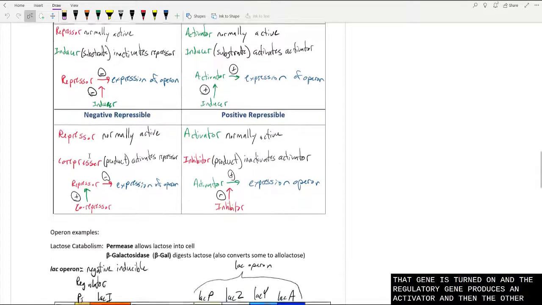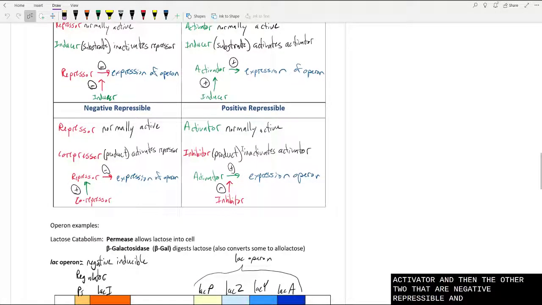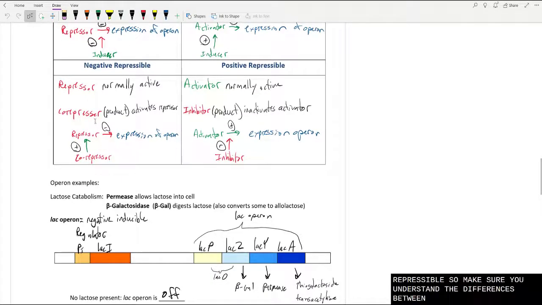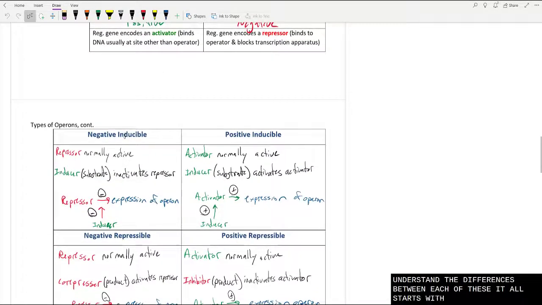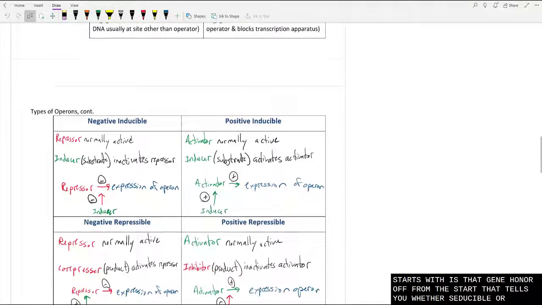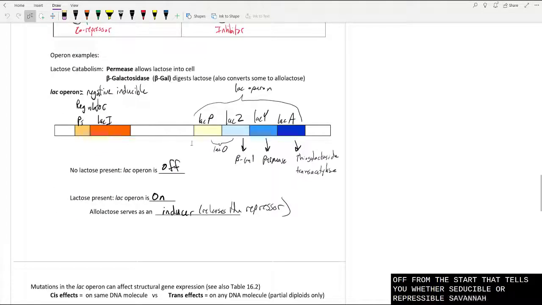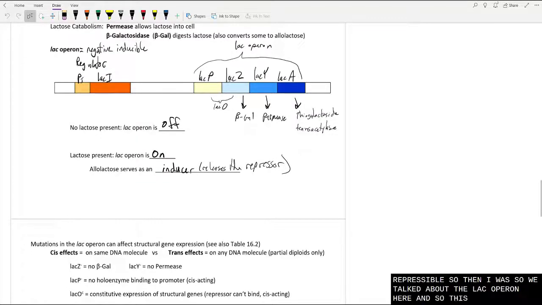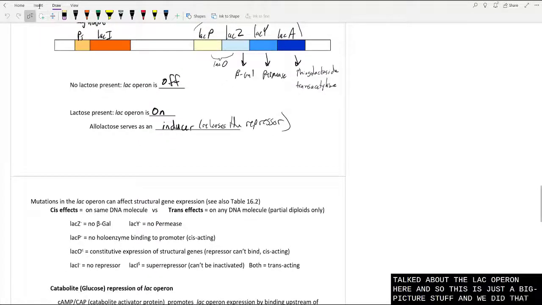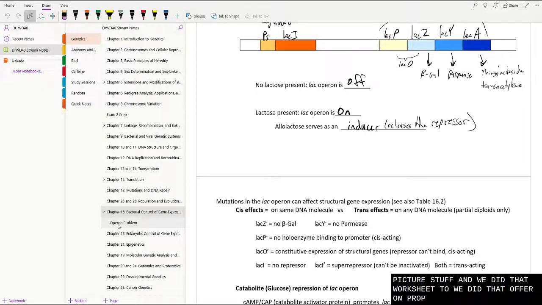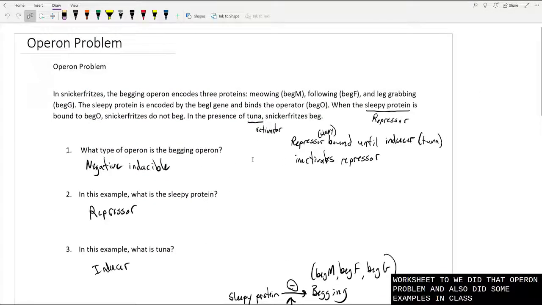And then the other two are negative repressible and positive repressible. So make sure you understand the differences between each of these. It all starts with, is that gene on or off from the start? That tells you whether it's inducible or repressible. So we talked about the lac operon here, and this is just big picture stuff. And we did that worksheet too. We did that operon problem, and we also did some examples in class.